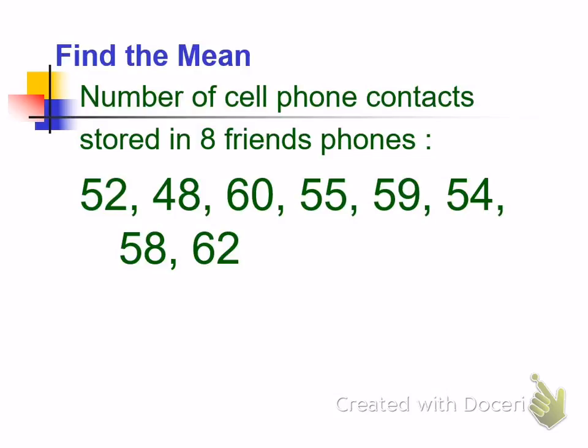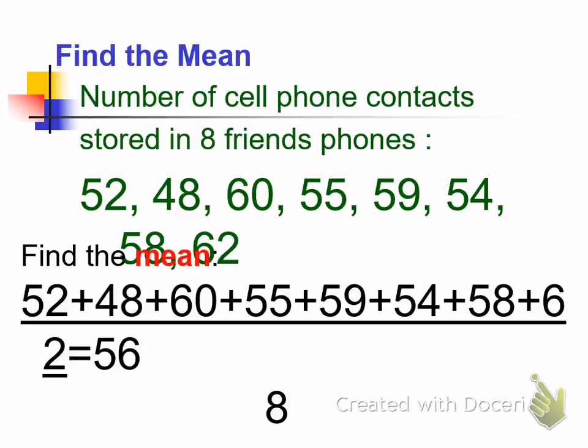So the first example is to find the mean of the number of cell phone contacts stored in 8 friends' phones. In order to do so, you'll add together your data values of 52, 48, 60, 55, 59, 54, 58, and 62. When you do, you come up with a mean of 56. You would have gotten your sum and divided by 8 to get 56.